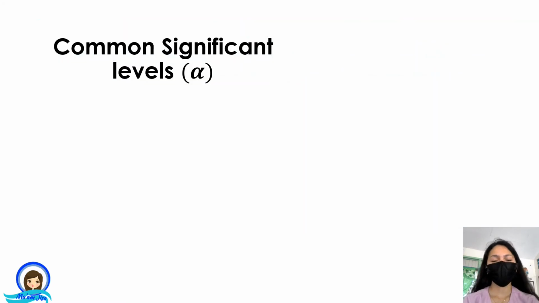So another element in hypothesis testing is what we call significance level. Significance level is symbolized by this Greek letter alpha.